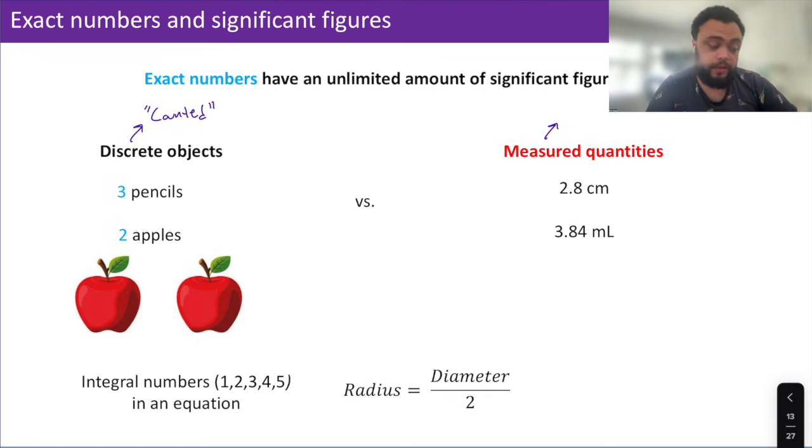It's different for counted objects, which have infinite significant figures. They have as many as you need to complete the calculation. What that means is that it doesn't matter how many significant figures there's going to be. You don't care about it. You're going to just count based on whatever your measured quantity is.